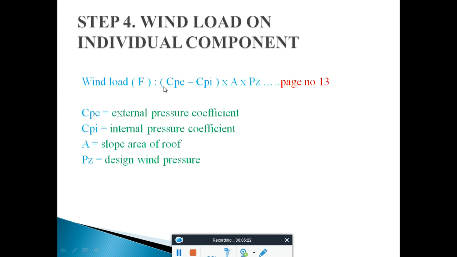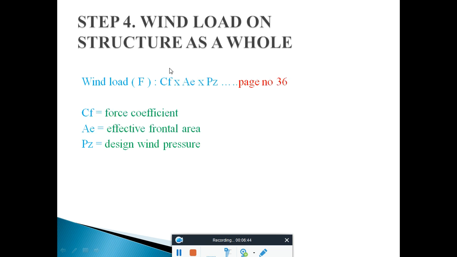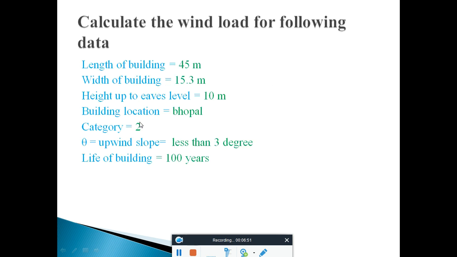So for that, the formula is (Cpe minus Cpi) into A into Pz. This is the last formula. Then you will get the intensity of the wind load. Cpe means external pressure coefficient, Cpi is internal pressure coefficient, A is the slope area of roof, and Pz is design wind pressure. And this is the formula for structure as a whole. We'll see this in later videos.